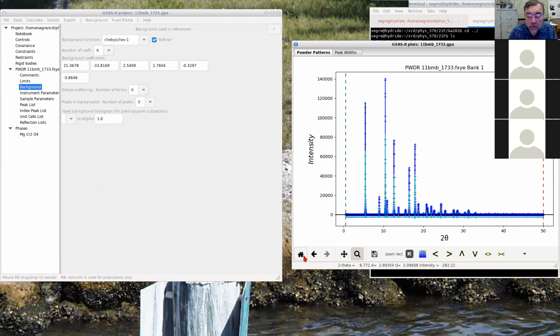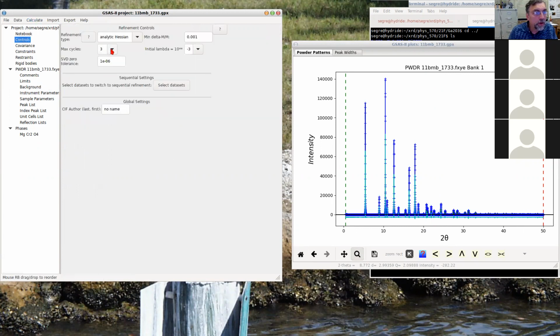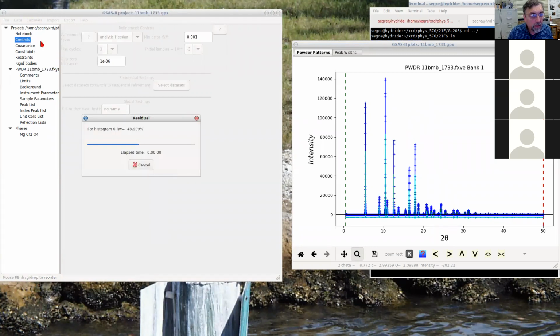So what we're going to do is now refine again. If you look at how you're set up for refinement in the controls, you only do 3 cycles at the beginning, because you don't want it running off and going off in the refinement where you don't want it to be. If you run 20 cycles, it can easily get off. So let's just refine again and see if we do any better with our weighted profile.